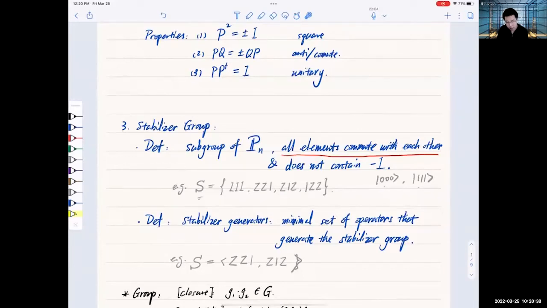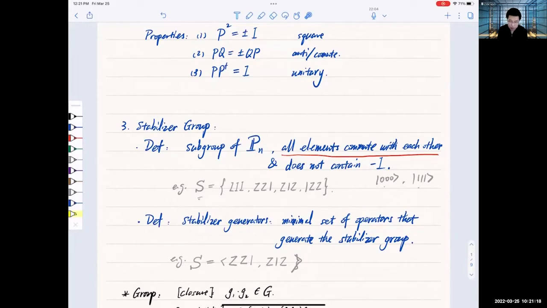Instead of writing down all the elements, you just find the generators for the stabilizers, which is the minimum set of operators that can generate the group. For example, here we can write Z1 Z2 and Z1 Z3. The product of an operator with itself naturally gives the identity. The product between these two gives a new one, which in this case corresponds to Z2 Z3. So this gives you a way to generate the entire subgroup associated with this set of stabilizers.